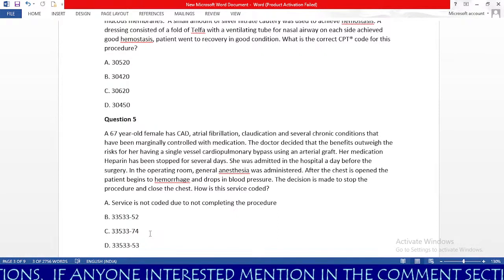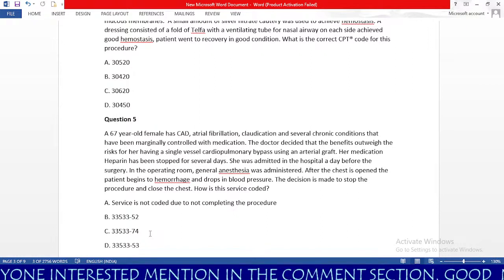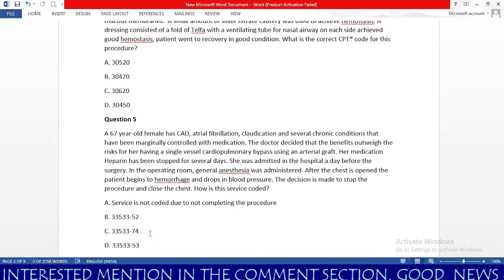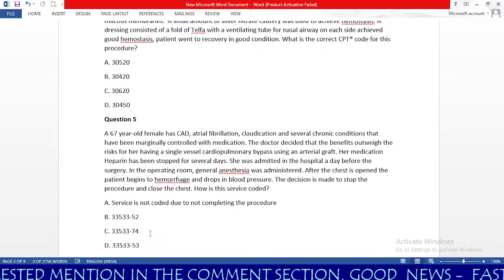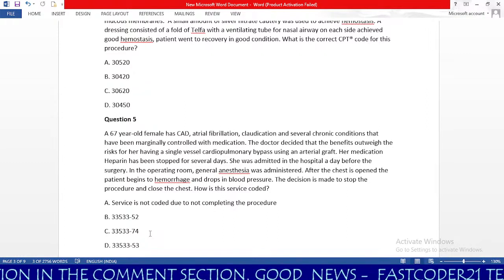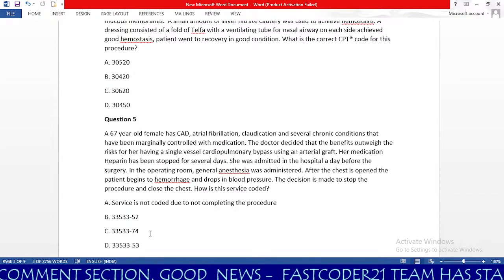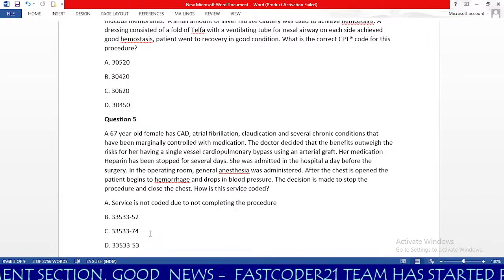Rhino means nose. In septoplasty, the physician performs a procedure related to the septum. That's why we have different codes for rhinoplasty and septoplasty. Yeah, that is correct. Nose is also correct. Nasal, nose, rhino, all are synonyms.